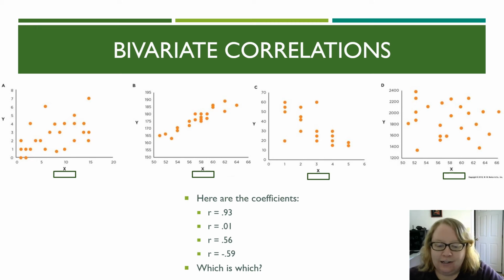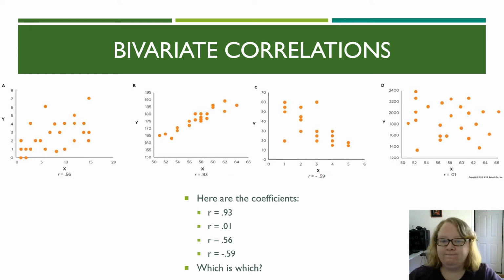And then lastly, R equals negative 0.59, that one would be C. It's the only negative correlation here: as X goes up, Y goes down. And it's moderately strong. I mean, it's strong according to our Cohen's cutoffs, but it's not a perfect line by any means. And voila, there they are.